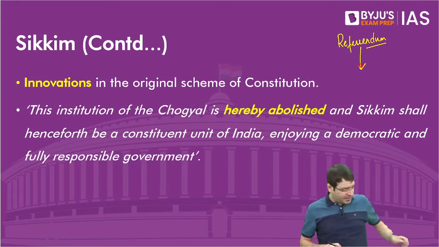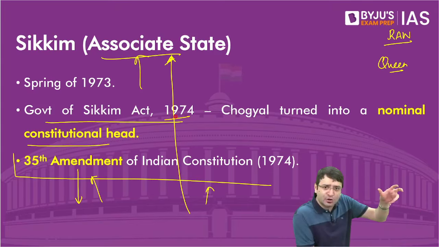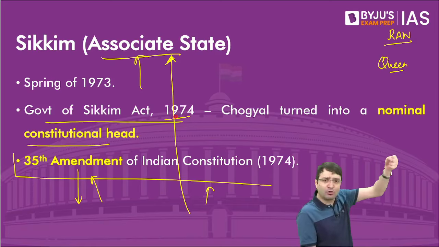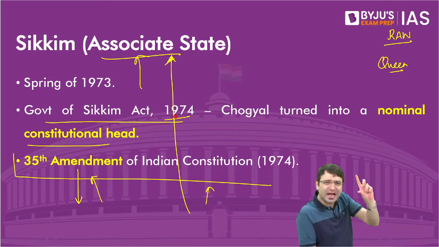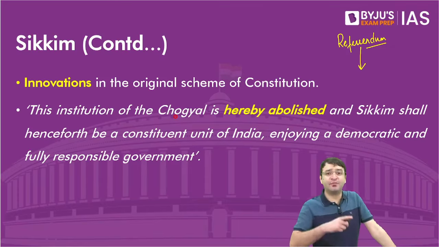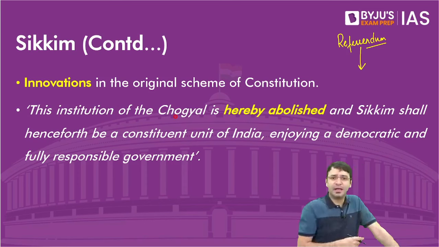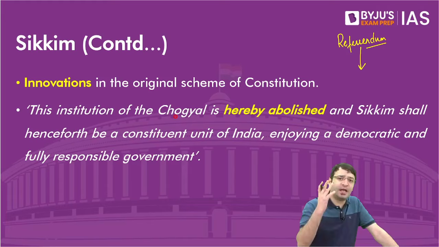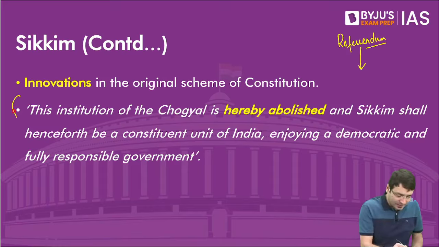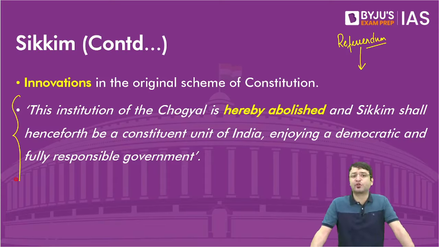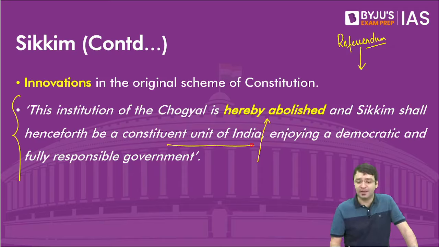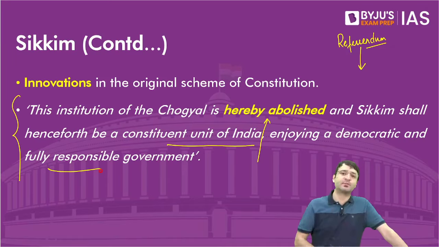So the government of Sikkim in 1974 converted and turned Chogyal from a powerful figure, from the ruler, to a nominal constitutional head, titular head, who just has a title, but he doesn't have any powers. And now 1 year later, they're asking the people that we will completely abolish this institution of monarchy. And please tell us, should we be completely part of India? Overwhelming majority, more than 98% people of Sikkim voted in favor of India. When it voted in favor of India, the government said in Sikkim, this institution of Chogyal is hereby abolished and Sikkim shall henceforth be a constituent unit of India enjoying a democratic and fully responsible government.